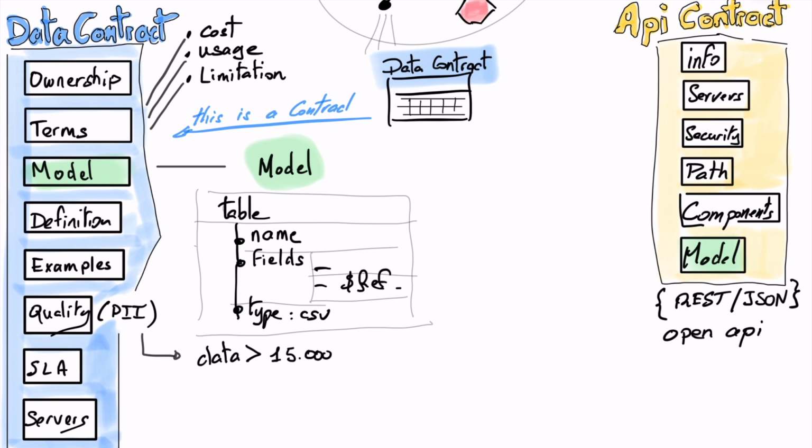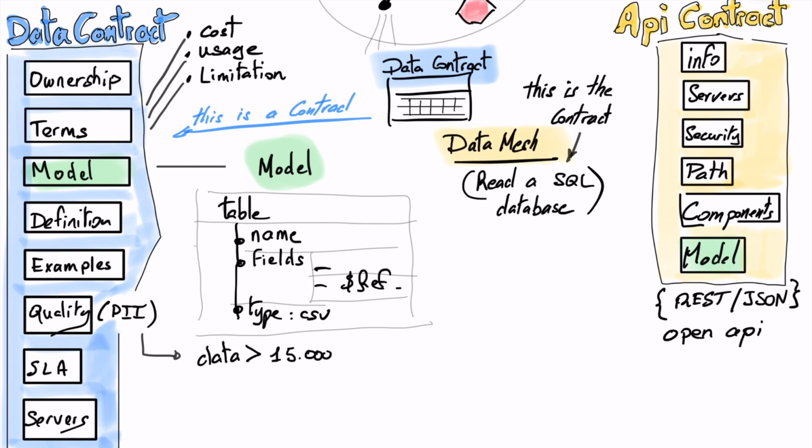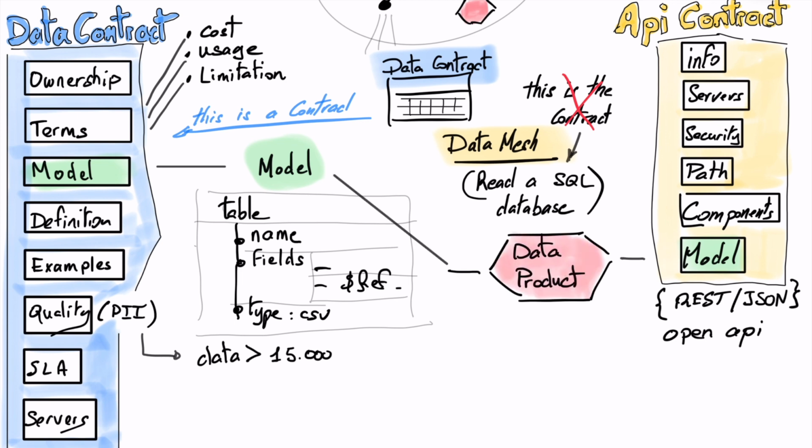Data contract is now possible with this new open standard, taking inspiration from Open API. This is a contract. Don't consider just the SQL command in your database as a data mesh contract. We have now a real standard for contractual data products. Great. A data product is going to have its data contract. Data product is no more an abstract concept for data mesh.